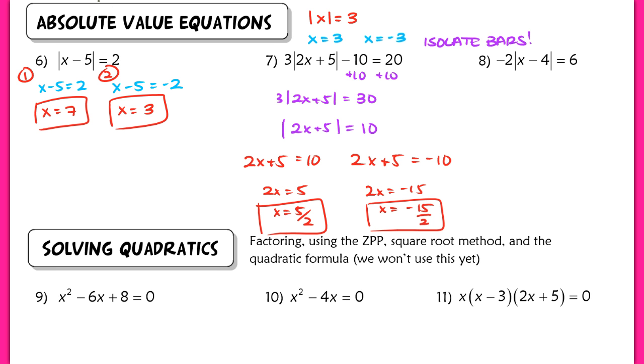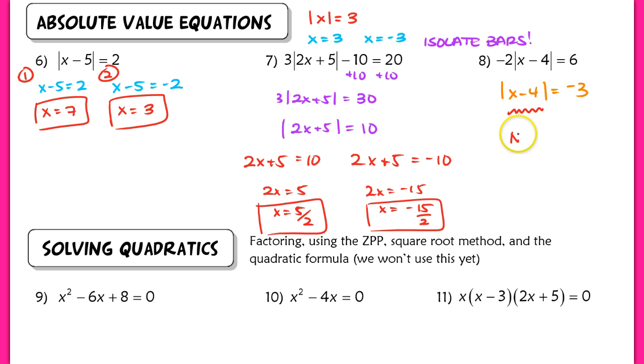All right, and finally we have number 8 here, which is actually a little bit of a twist on absolute value equations. In this case, if you try to isolate your bars here, you'd have to divide by negative 2, and you end up with the absolute value of x minus 4 is equal to negative 3. Now at this point, you really have to stop and think. Think about what absolute value does. It always makes the inside positive, right? So once we drop those absolute value bars, this quantity is supposed to be a positive value, which means it could never equal negative 3.